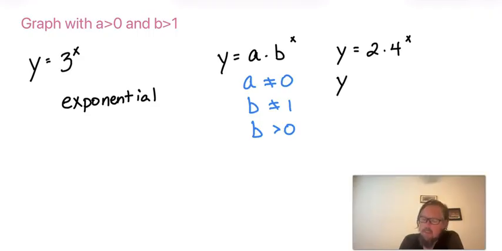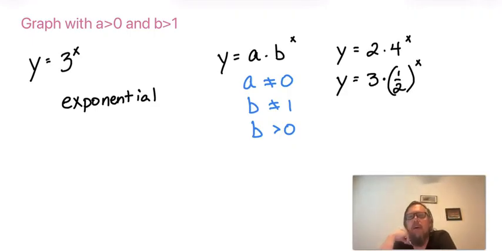But we could also have one where it was like, let's say 3 times 1/2. I'll use parentheses there so it's a little easier to read. 1/2 to the x power. That's also an example of an exponential function. B is bigger than 0 but not 1. B is less than 1, but that's okay. It can be. It just has to be not 1. It can be lower than 1.